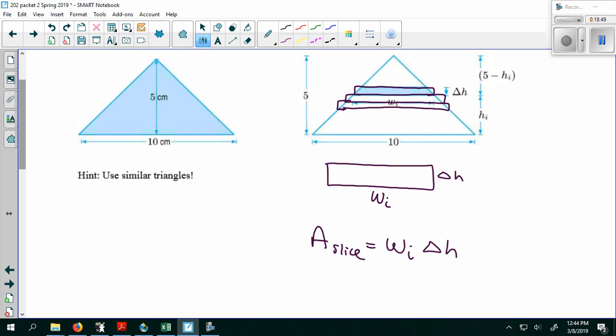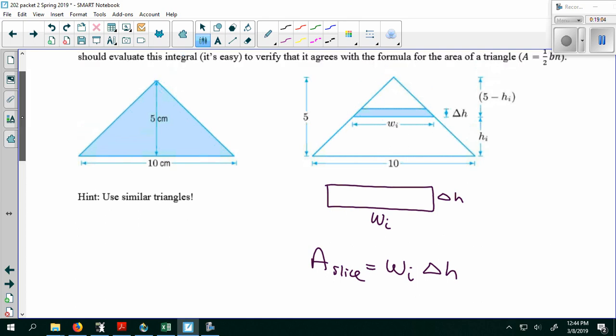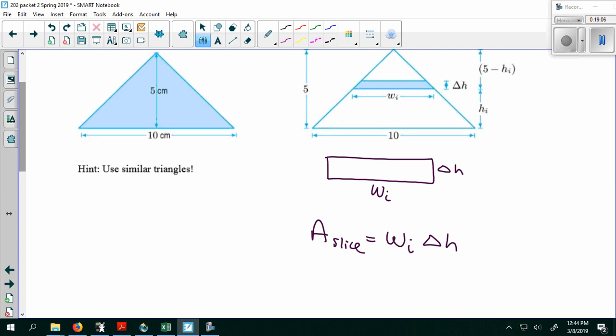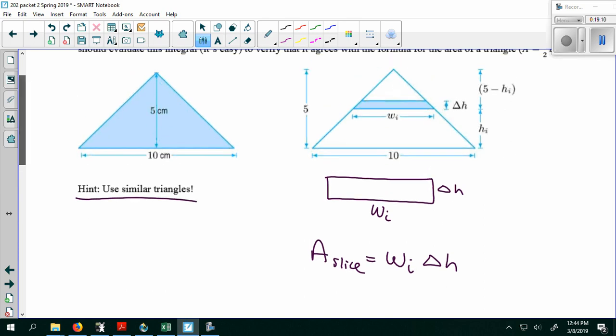But this is a problem because I have w's and h's. I don't want to have w's and h's. I can only have one variable to make integration work. So let's see, I'm going to erase this and see if I can figure out how to relate w and h. And my hint was to use similar triangles. So I have a big triangle and a similar little triangle at a height of h.